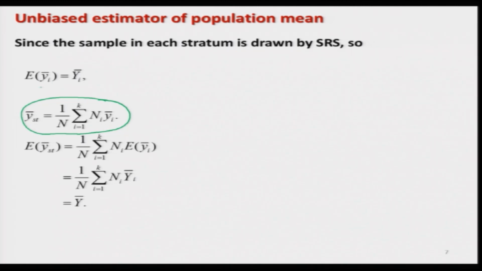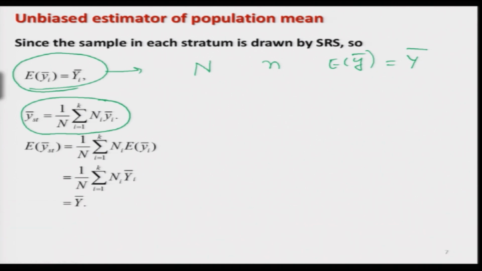Since each sample is being drawn by simple random sampling, if you have a population of size capital N and you draw a sample of size small n, then the expected value of y bar is capital Y bar. Now, your population size is capital Ni, and your sample size is small ni. Based on that, your sample mean is y bar i. Do you not think that this is automatically going to be an unbiased estimator of capital Y bar i? The answer is yes. So, why not use this information correctly and intelligently?